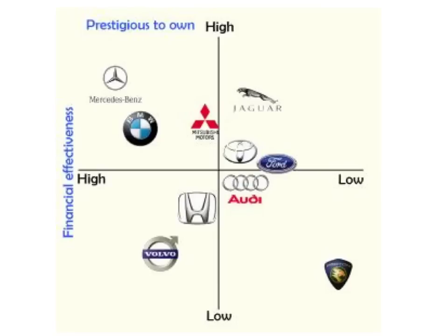Here the dimensions are how prestigious is the automobile. That's the vertical axis from high prestige to low. And the financial effectiveness. How financially effective is it, from highly so to low financial effectiveness? Not crazy about that wording either.